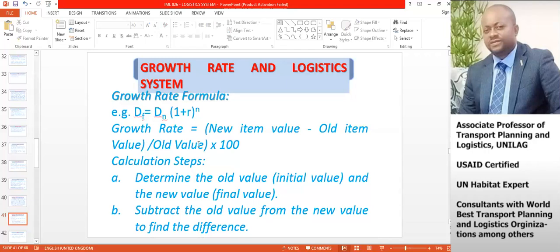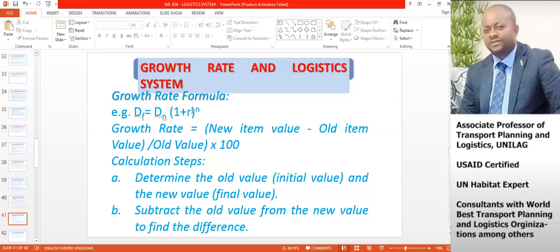So all over old value. Old value is 30. The new value is 50 minus the old gives us 20. Am I correct? Yes, sir. 20 divided by old value, which is 30. So you have 20 over 30. What is 20 over 30? 0.666. Multiply by 100, and use it as your growth rate.